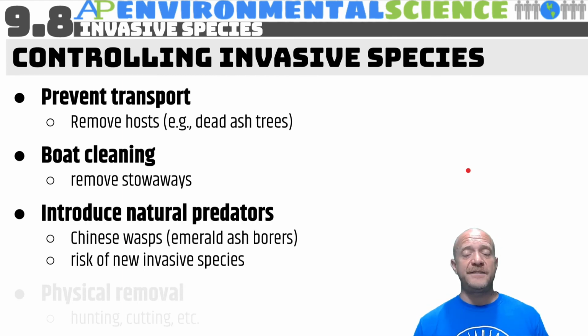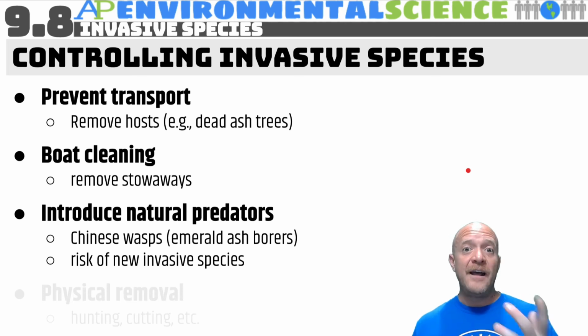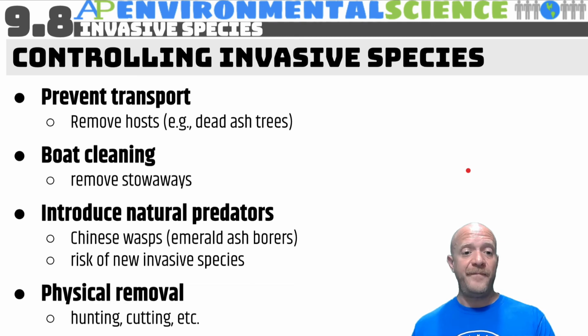If you can, introduce natural predators. Chinese wasps are natural predators of the emerald ash borer, but then you run the risk of those species that you brought in also becoming invasive. So that is a major concern that must be considered. And finally, one of the more common ones nowadays is physical removal, like hunting them, cutting down the trees, cutting the organisms, digging them up, pulling them by their roots, eliminating them.